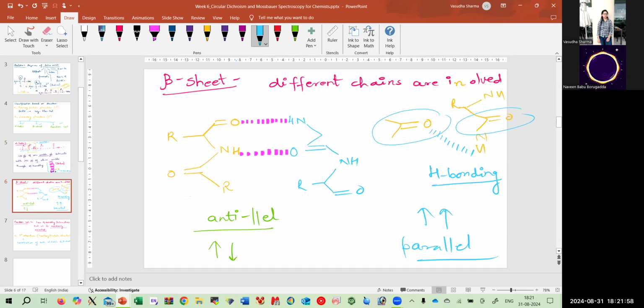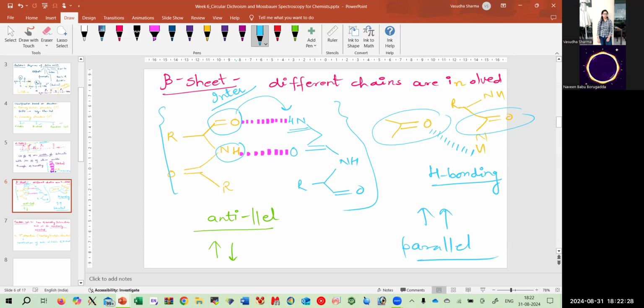Whereas if you have different chains, say for example, this is one chain and this is a second chain which has been drawn in blue color. And if you see the carbonyl oxygen is interacting with the hydrogen proton of the NH of the second chain, so it is no longer an intra, it becomes an inter. That means two different chains are involved. Similarly, the NH of the same chain is interacting with the carbonyl of the other chain through hydrogen bonding. So this would give rise to a beta sheet structure.